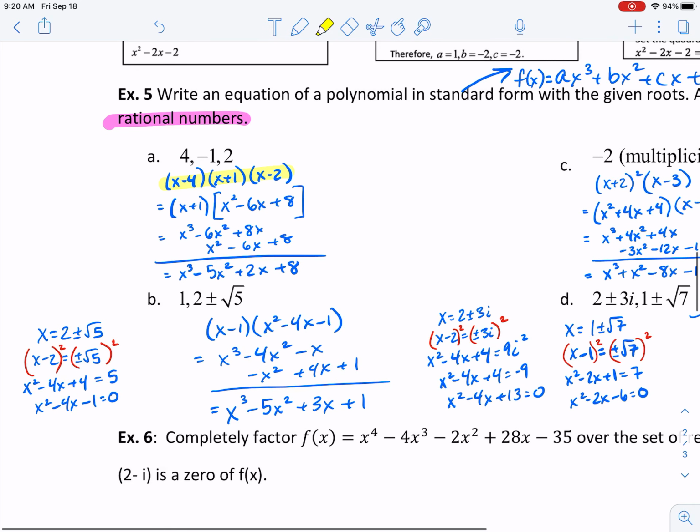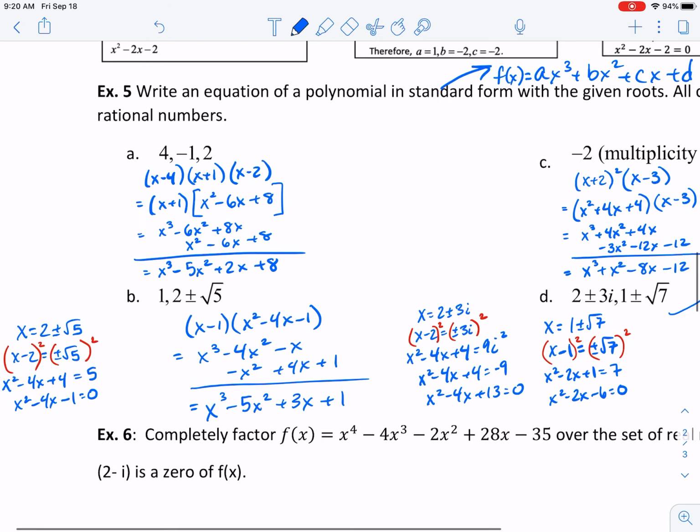With this, if I had told you that their coefficients are rational, and I had given you even just 2 plus root 5, you would have known by default that 2 minus root 5 had to also be involved in order to have rational coefficients. So hopefully that makes sense.